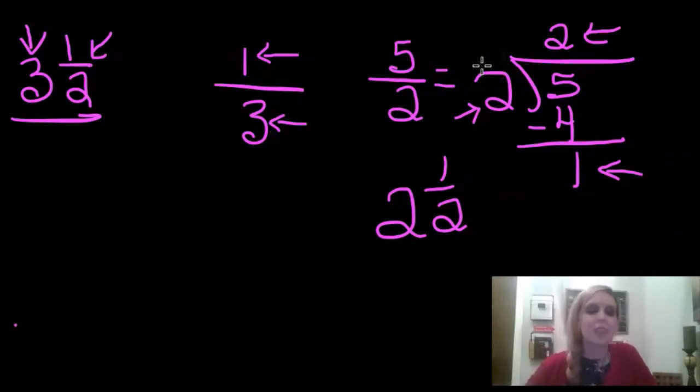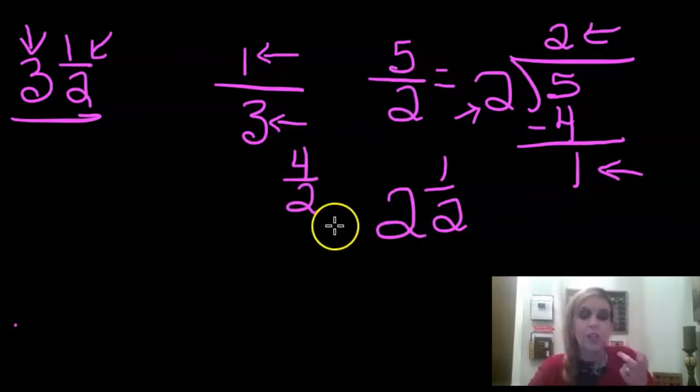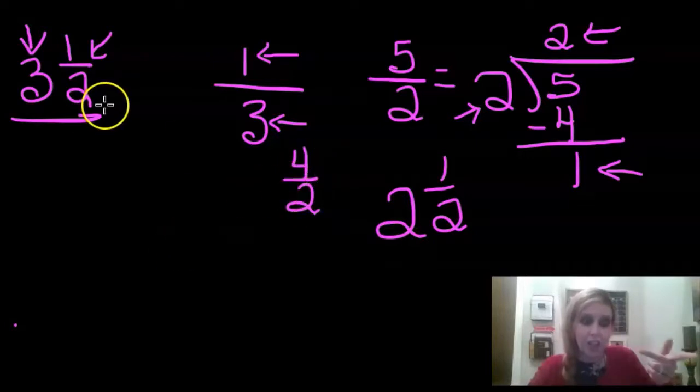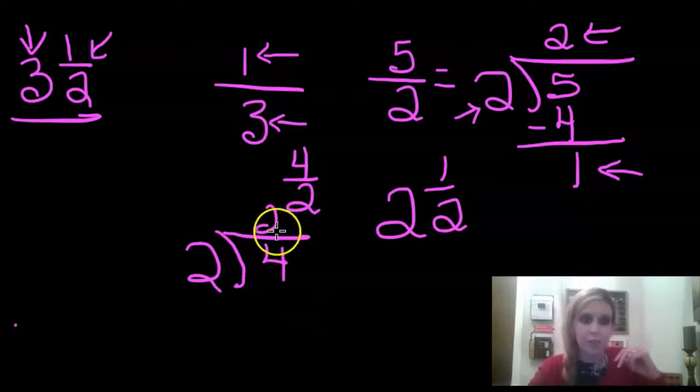We good? All right. Now, let's say I had 4 over 2 instead of 5 over 2, okay? So if I'm changing it into a mixed or a whole number, if I'm dividing this, how many times will 2 go into 4? 2 times, right? 2 times 2 is 4.